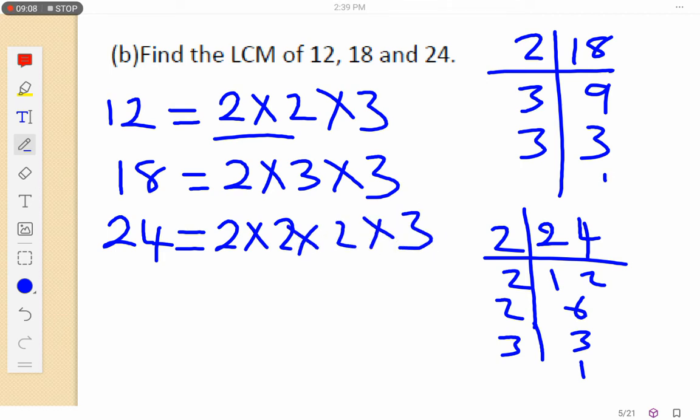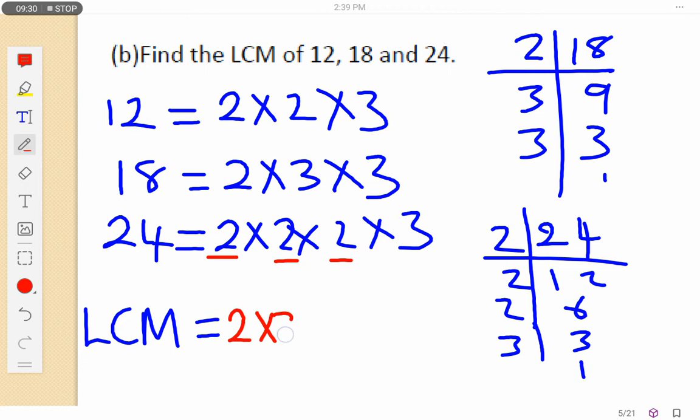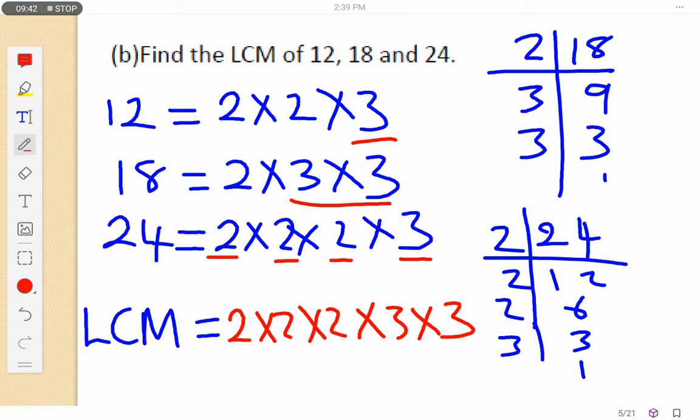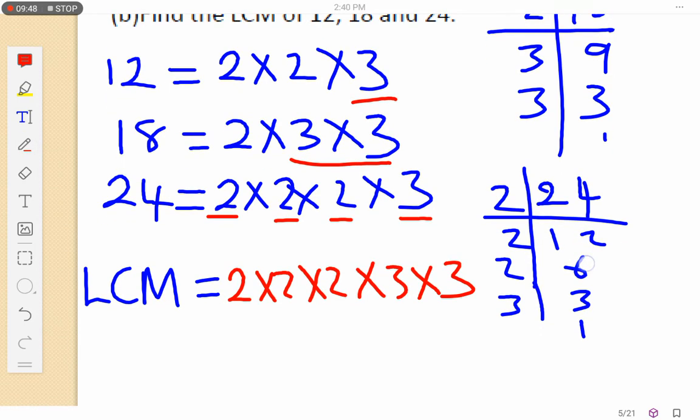Okay. Now, having all of that, for me to write my LCM, my lowest common multiple, I take all the 2's that I have. How many 2's do I have? 24 has got more 2's, so I write them as it's there: 2 times 2 times 2. There are 3 there. Then for 3's, here I've got 1, here I've got 1, and here I've got 2, so I'll write 3. 2 times 3 times 3. So at the end of the day, my lowest common multiple is going to be this one.